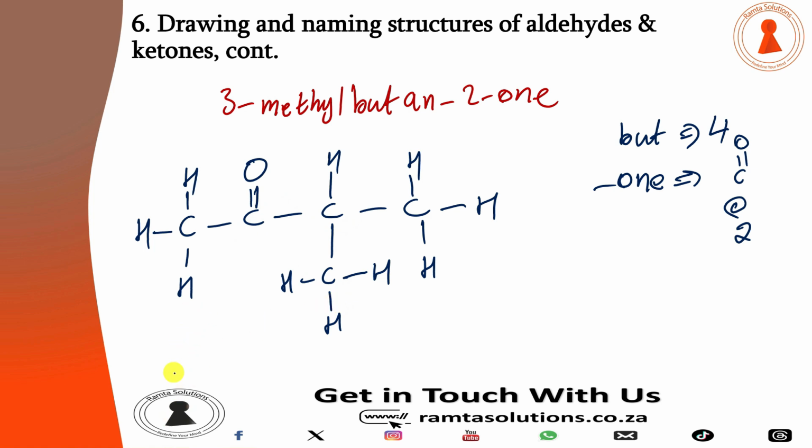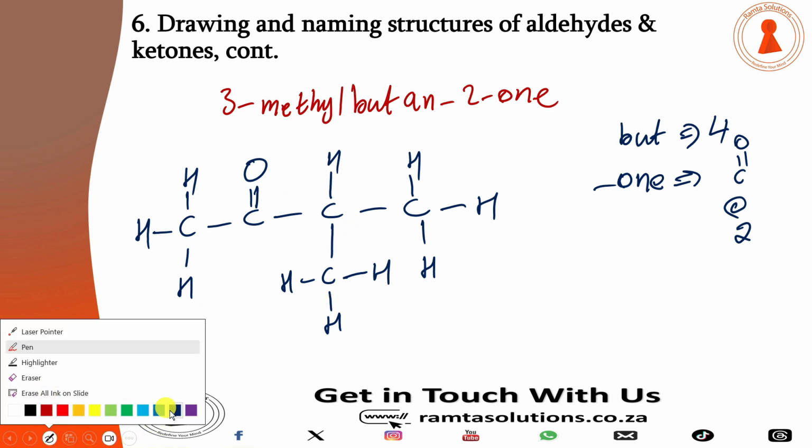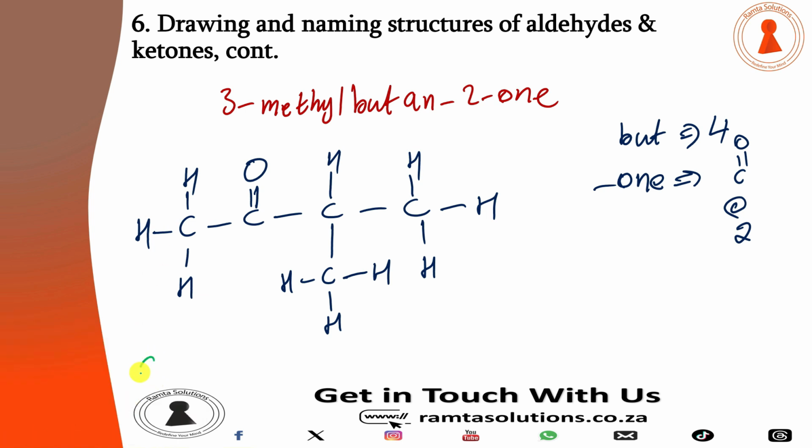What is the condensed structural formula? The condensed structural formula is CH3, CO, CH, open bracket, CH3, CH3. This is 2-methyl butane 2, 1. Okay, otherwise it can also be called 2-methyl 2-butanol. Okay, 2-butanol. Happy? Perfect.